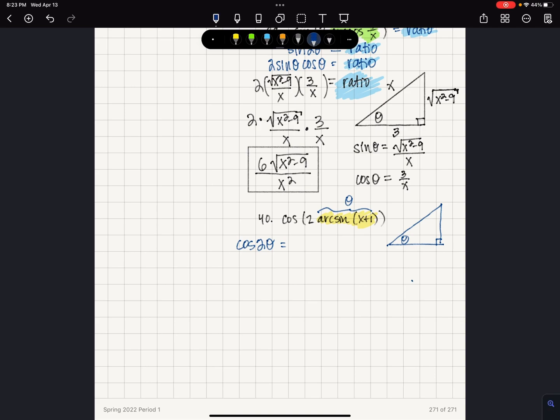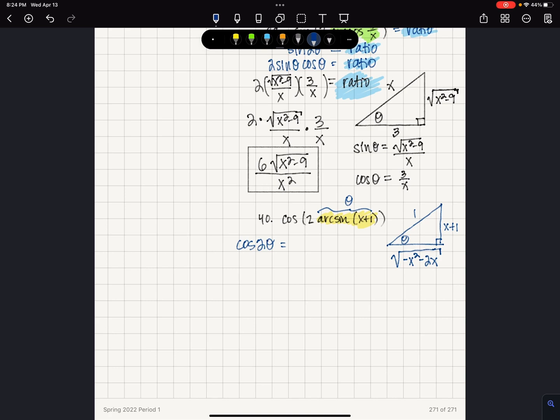So the ratio is going to be opposite over hypotenuse. So x plus 1 for the opposite, 1 for the hypotenuse. And then the adjacent side is going to be the square root of 1 squared minus the quantity x plus 1 quantity squared. And I think that's going to be negative x squared minus 2x. But you can go off to the side and do it. If I'm wrong, you could fix it. But we'll say that that's what it is. I'm pretty sure that's what it is.